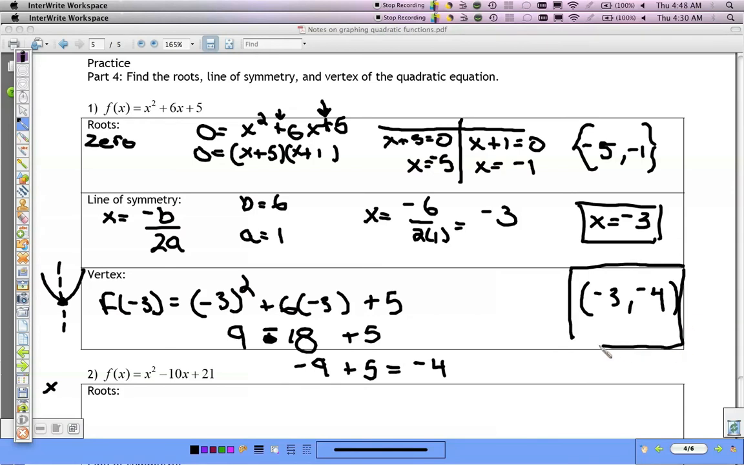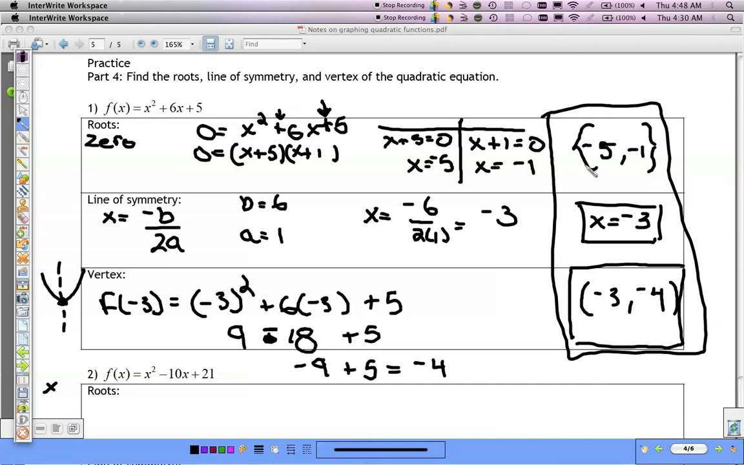And I want you to go ahead and watch the next video, which is going to show you how to use all of this information to make a sketch of the graph and get an idea of what that graph looks like.